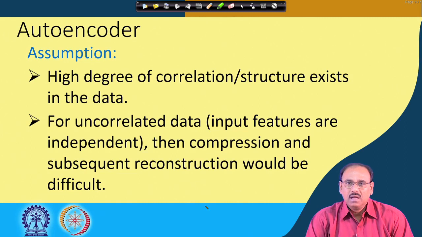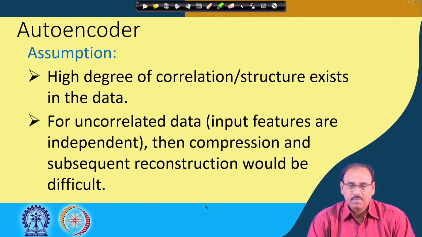The assumption is that the degree of correlation, or the structure that exists in the input data, is quite high. In fact, if the input feature vectors are uncorrelated or statistically independent, then compression and subsequent reconstruction would be difficult. Of course, we will be able to compress, but it will be a highly lossy compression if there is no redundancy, because unless there is redundancy or correlation, going for any sort of compression leads to loss of data.